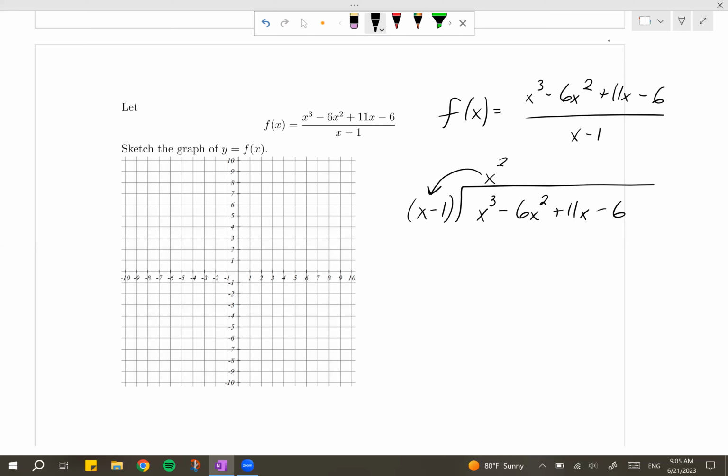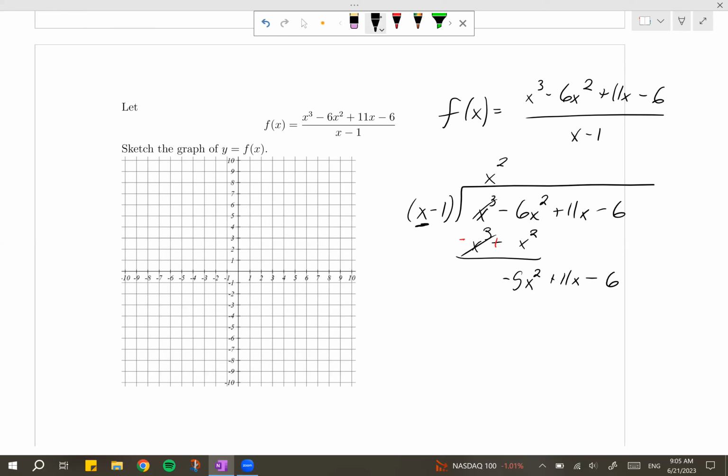We multiply this x squared times this, so that's x cubed minus x squared. All right. Then you multiply this right here by negative 1, so you're going to have negative, and this becomes a positive. Then you add. These cancel out, and you're left with negative 5x squared. All right. I just bring everything else down whenever I'm doing this.